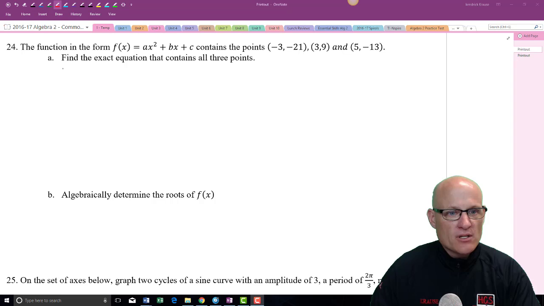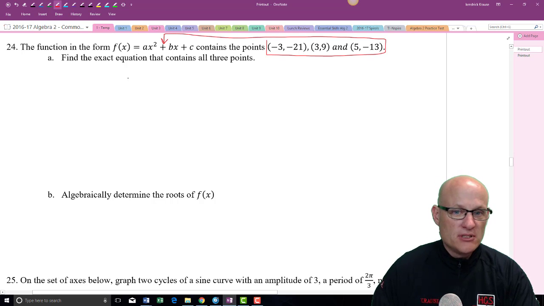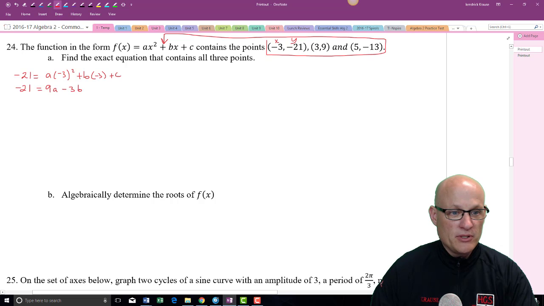All right. So what they're saying is that these 3 points satisfy this equation. So I'm going to plug them in, X and Y. So negative 21 equals A times negative 3 squared plus b times negative 3 plus c. Or in other words, negative 21 is equal to 9a minus 3b plus c. That's equation 1.